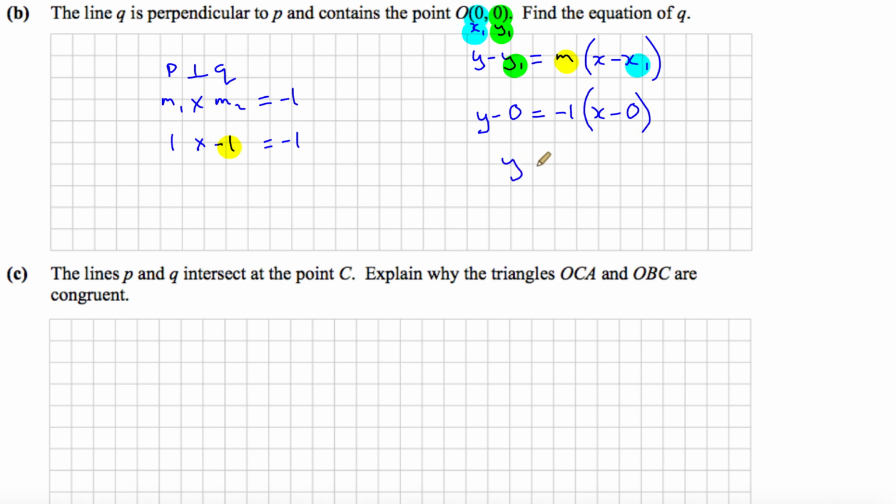So that gives us y is equal to minus x. This is the -1 by x is -1x, minus x. We can ignore the zeros. So y is equal to minus x, that's the equation of Q. And finally, part C, the lines P and Q intersect at the point C. Explain why the triangles OCA and OBC are congruent.